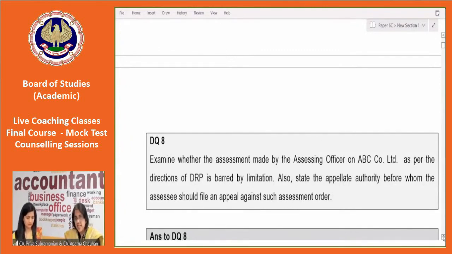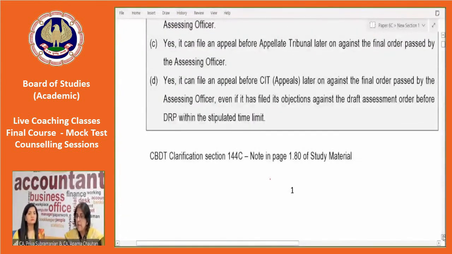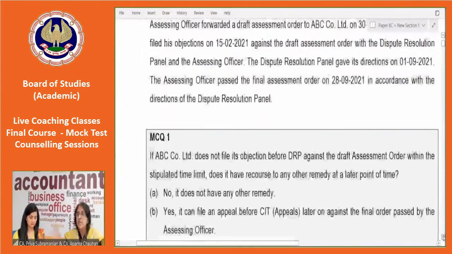So this is a case where the assessee has already filed his objections before the DRP, and DRP has issued directions. AO has issued an order based on that direction. Now the assessee is still not happy with the AO's order, so he has to appeal before the appellate tribunal against the final order. Now what happens? Suppose the assessee chooses not to file objections before the DRP. Does it have any remedy at a later point of time?